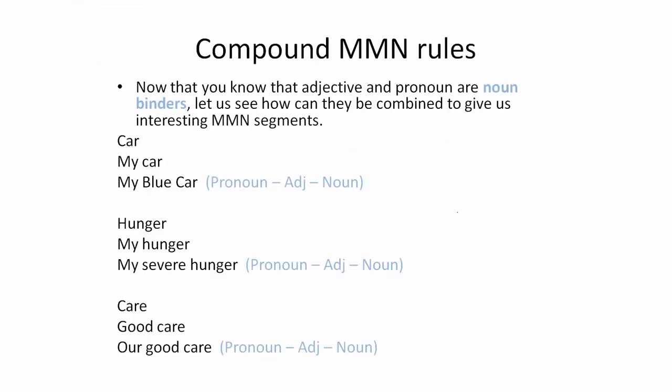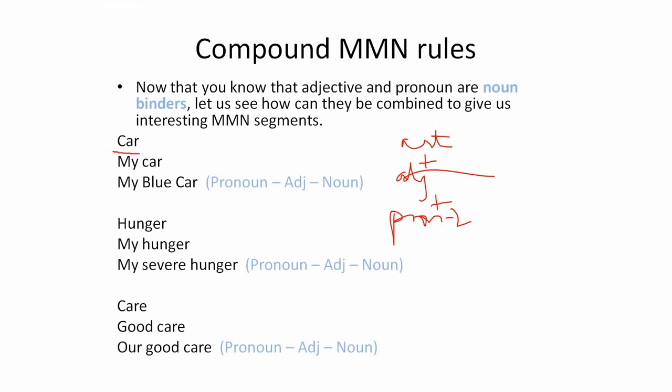So now let's try to do something called compound MMN rules. The word compound means combining more than one rule. We already know that article is a non-binder, adjective is a non-binder, pronoun too is also a non-binder. Now what I'm trying to do is combine these rules and make bigger and newer segments.